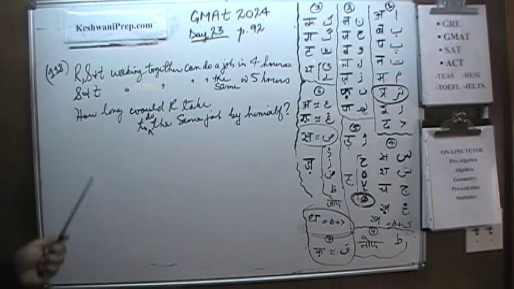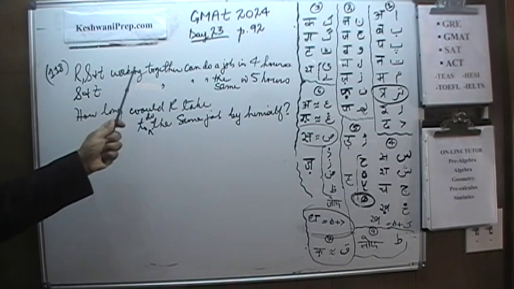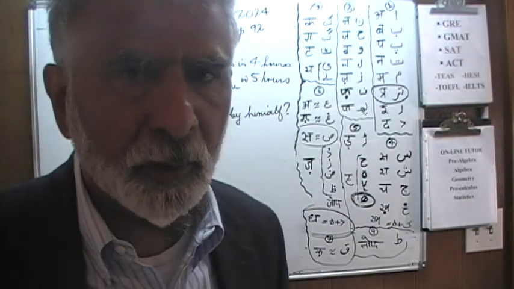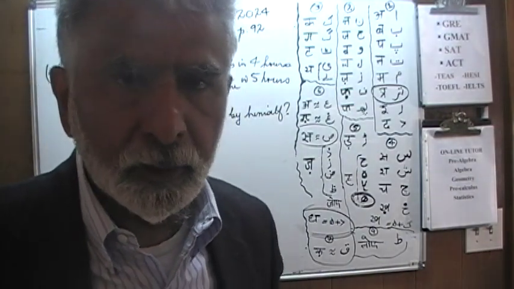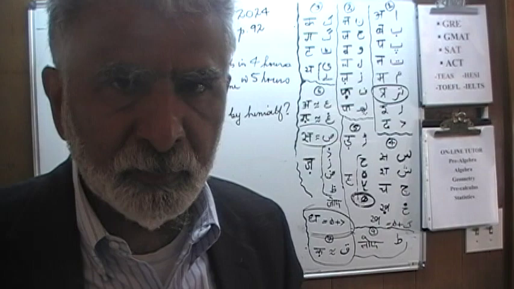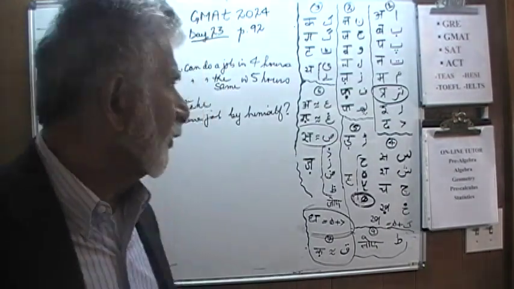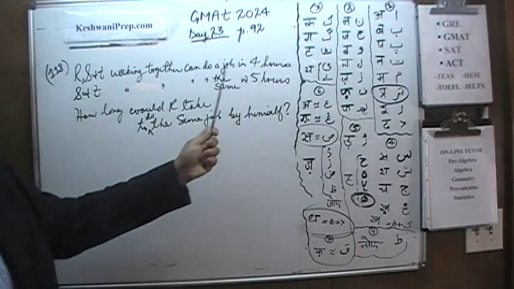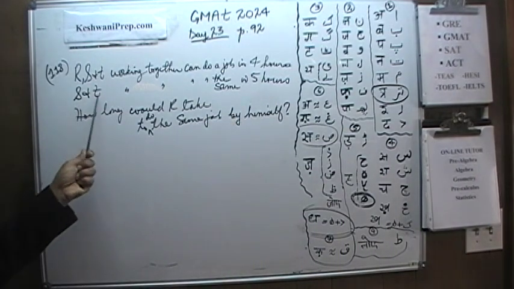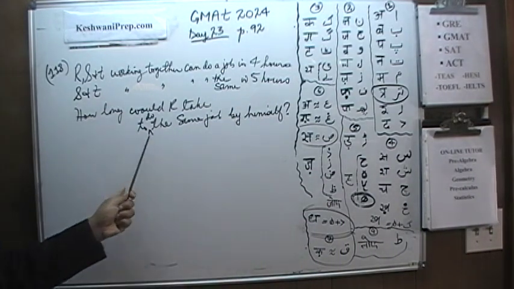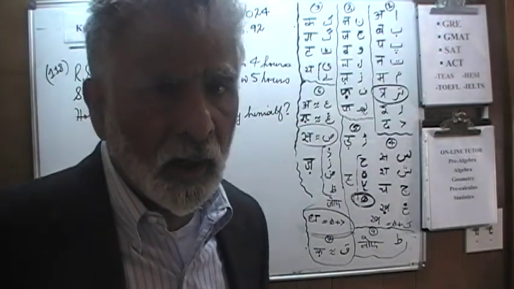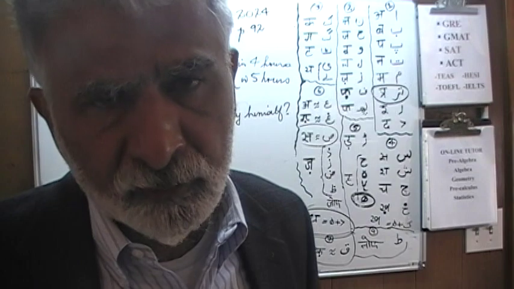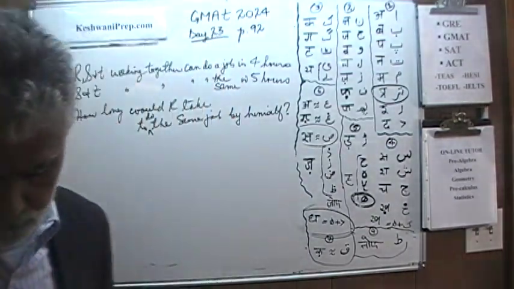One more time, we are told that R, S, and T working together at their constant respective pace. Now, I'm not writing all of that on the blackboard, but it's always understood they're working at their constant pace simultaneously at their respective paces. When they do that, they can do the job in 4 hours. These two guys working together, S and T, can do the same job in 5 hours. The question is, if you were to give this job to R, how long will he take to do the same job by himself? Go ahead, do it yourself.